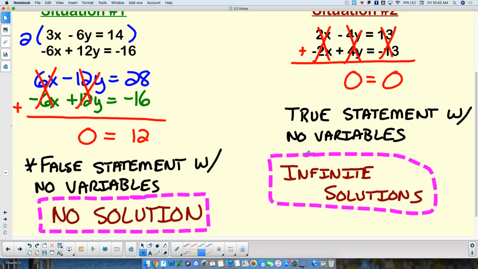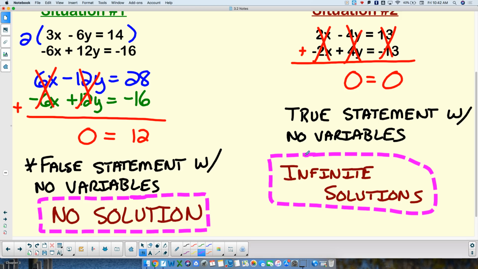Yes, ma'am. It will be 0 equals 0 because both your x and y will cancel out. And you'll have everything lined up, so you won't have numbers on that left side. You would have only variable terms on the left side, and both of them would cancel out. So it's going to be 0 equals some number or 0 equals 0. Those are your only two options there.